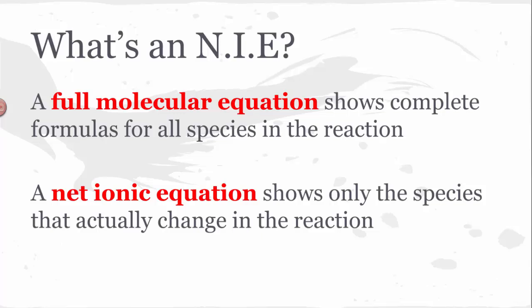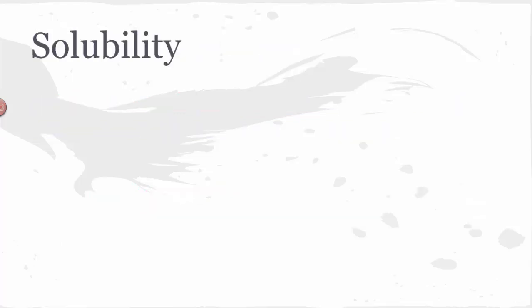Remember, a chemical change involves a change from one substance into another. There are parts of some reactions that don't actually change, and therefore if they're not actually changing, they're not really participating in the reaction. And in a net ionic equation, we don't include those. This will make a little more sense as we do some examples. To start with, we have to understand something about solubility.